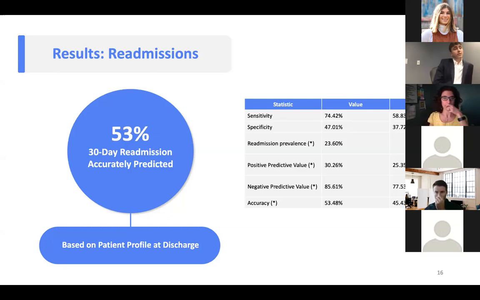Our sensitivity statistic represents that of the readmitted patients, 74% were categorized as high risk, while the specificity statistic shows that 47% of non-readmitted patients were not categorized as high risk. The positive predictive value, or PPV, provides a good reference point, as it is showing that those who were categorized as high risk had a readmission probability of around 30%.